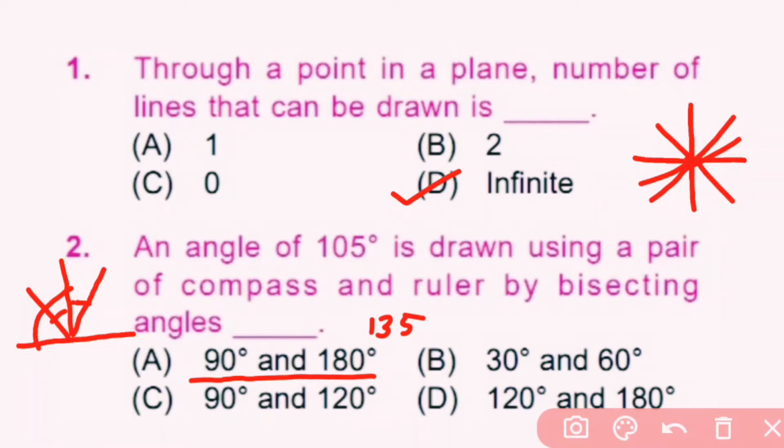In option B, 30 plus 60 is 90 and 90 divided by 2 is 45. In option C, 90 plus 120 is 210 and 210 divided by 2 is 105. And in option D, 120 plus 180 is 300 and 300 divided by 2 is 150. So now here we want 105 degree. So C is correct answer.